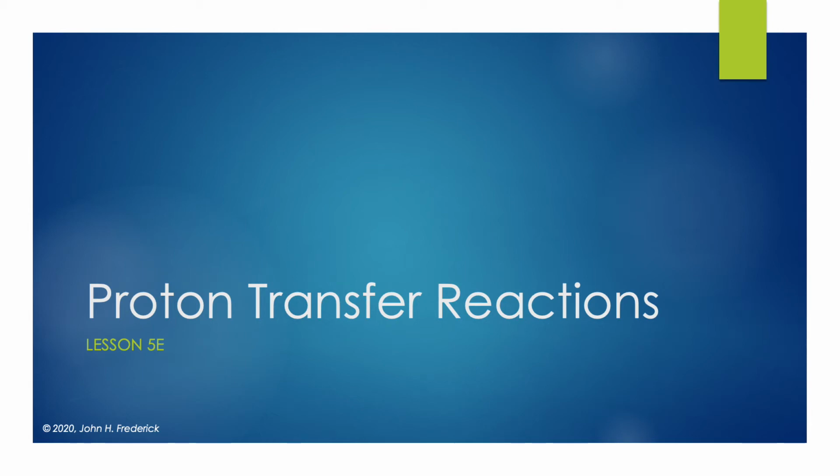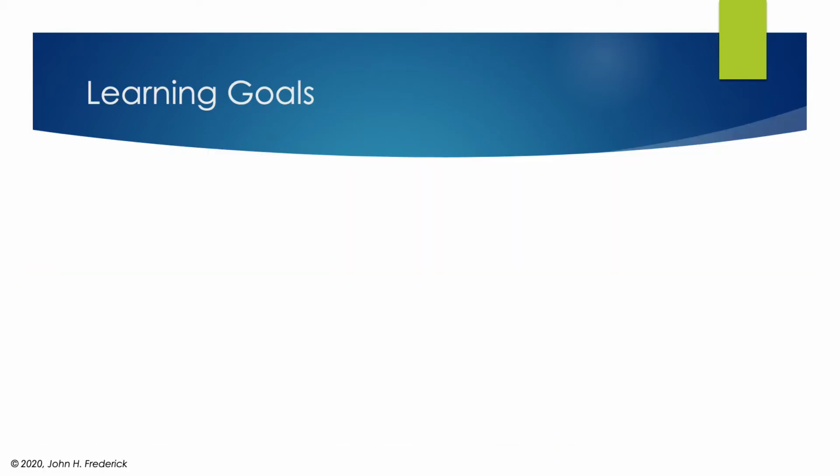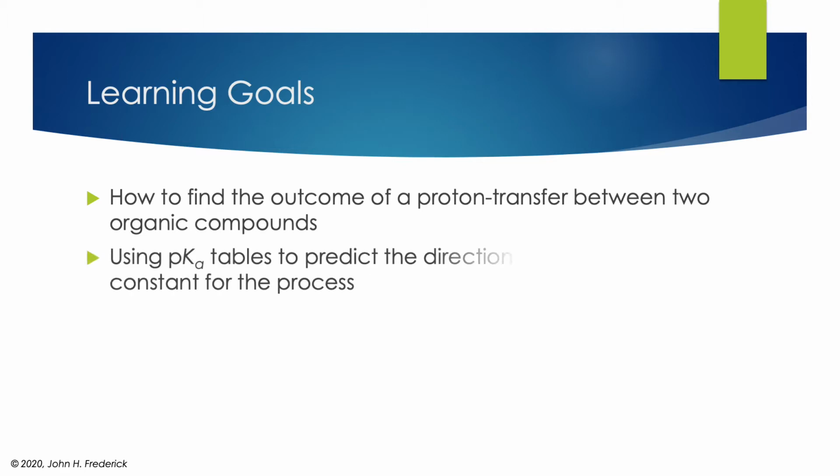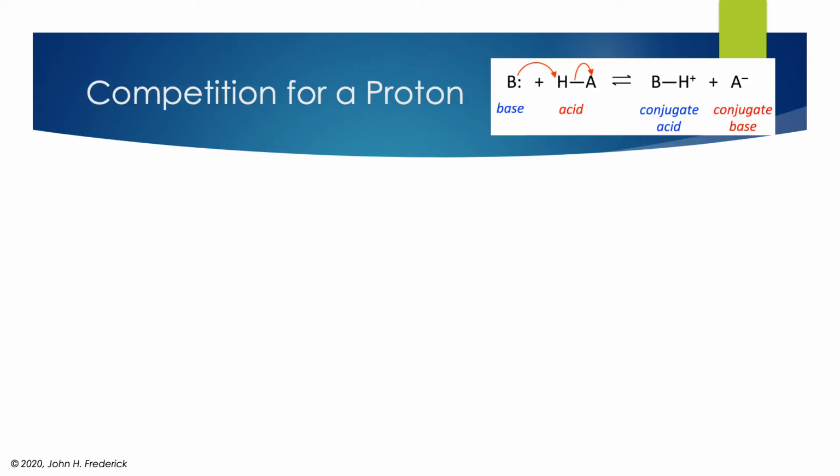One of the things we've learned in this module is that an acid-base reaction is essentially a proton transfer process. I want to look at that in a more global way in this video and see if we can understand something about what drives that proton to go from one species to another. So our learning goals are going to be how to find out the outcome of proton transfer between two compounds, and then how we might use pKa tables to actually predict the direction and the equilibrium constant for that process.